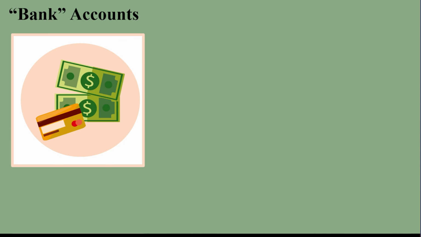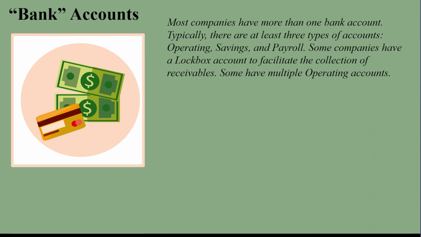Bank accounts. Most companies have more than one bank account. Typically, there are at least 3 types of accounts: operating, savings, and payroll. Some companies have a lockbox account to facilitate the collection of receivables. Some even have multiple operating accounts. These are the traditional ones: operating, savings, payroll, and lockbox.